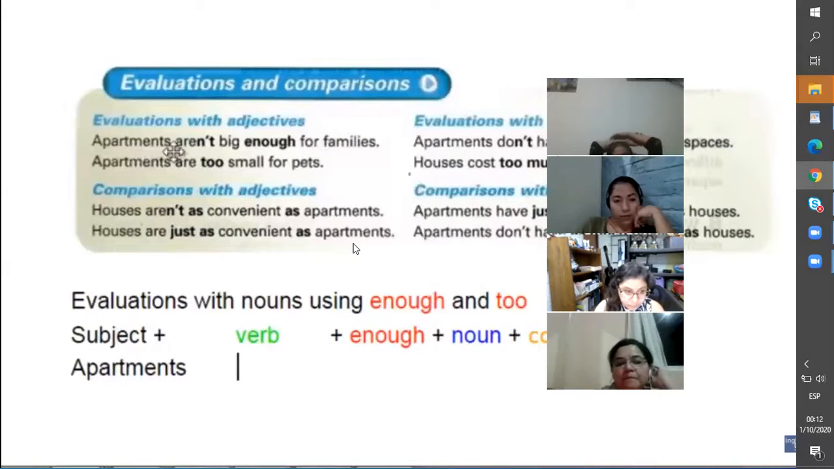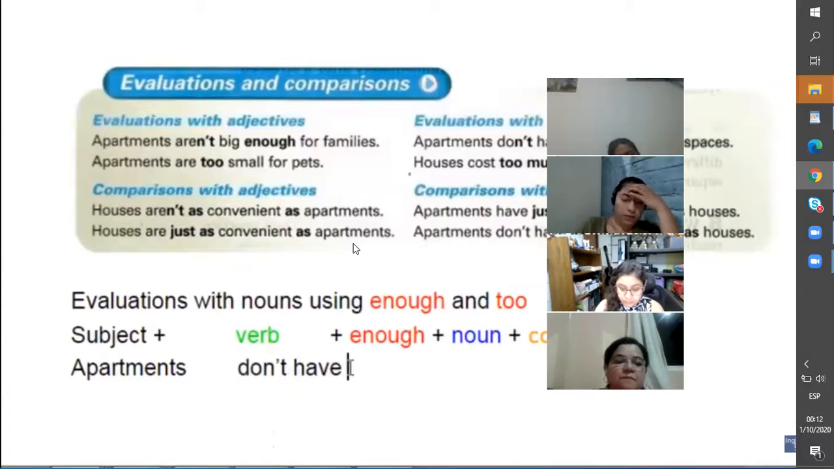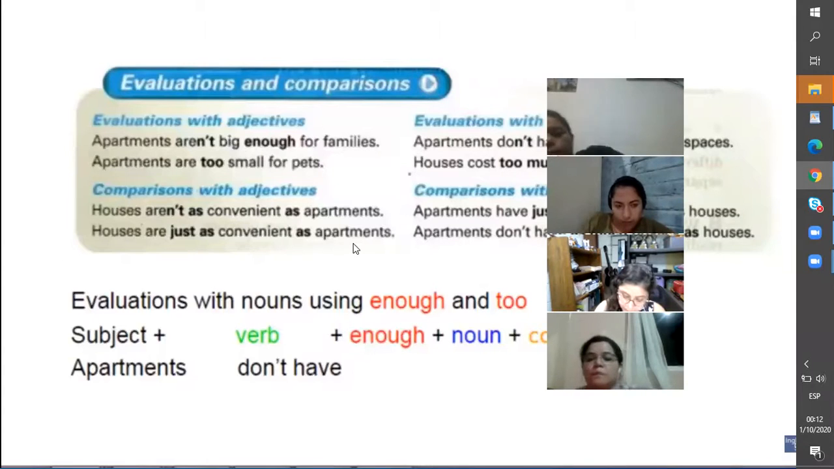We're no longer using the verb to be. So in this case, we're using any other kind of verb. In this case, it happens to be that that's on a negative. So we're going to say don't have. That's the verb in its negative form. And then this follows enough. So opposite from adjectives, where we would include the adjective first, when we make evaluations using nouns, we no longer use the adjective first. We're going to include enough, and then we're going to include the noun.